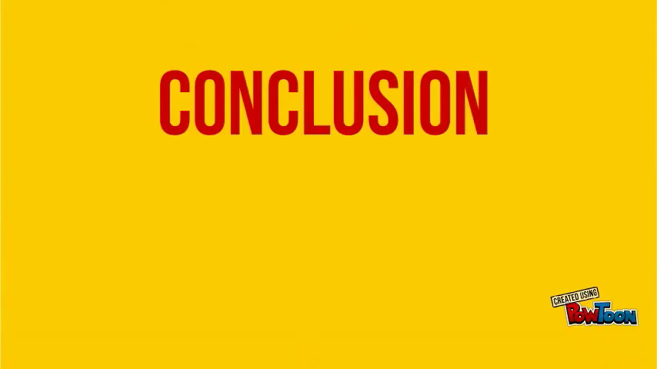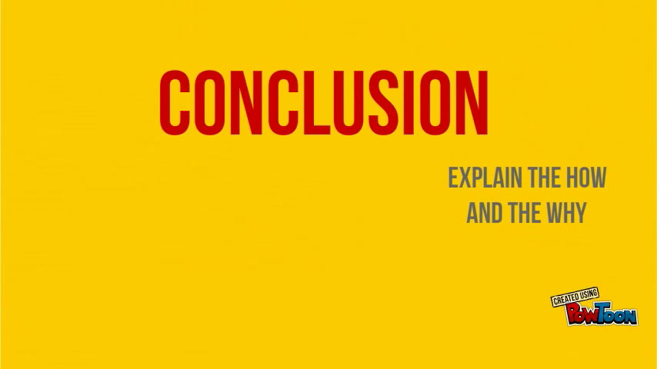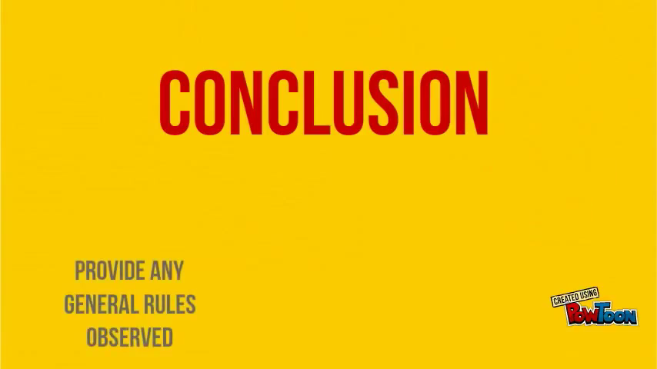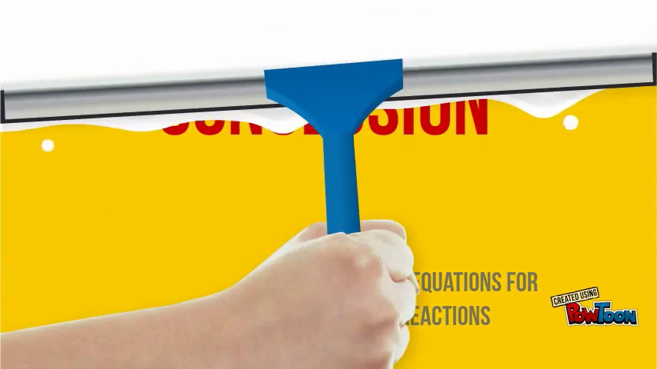Conclusion. The conclusion is where you evaluate your hypothesis. So in other words, my hypothesis is completely correct, partially correct, or my hypothesis bombed, just in scientific terms. You reinforce your observed relationship. You explain the how and the why, which might need some research. And then you write down any general rules you can observe. If you did chemistry, remember to write a balanced equation for any chemical reaction which has occurred.